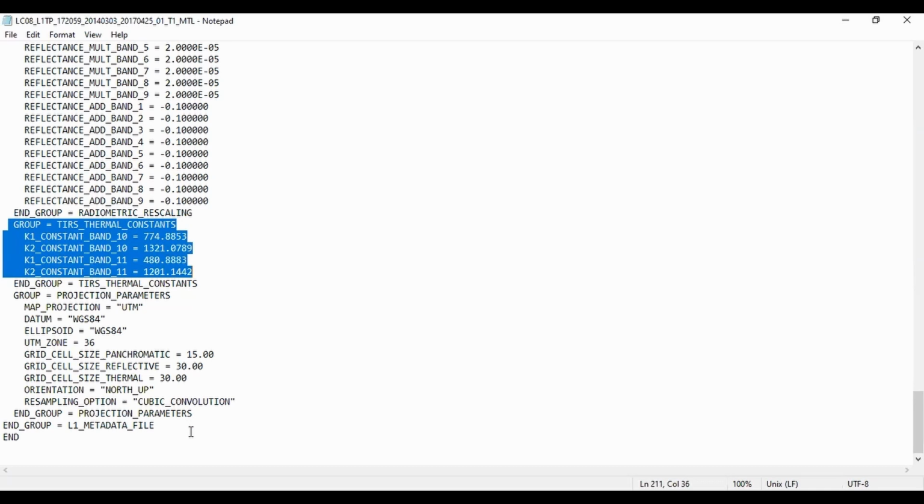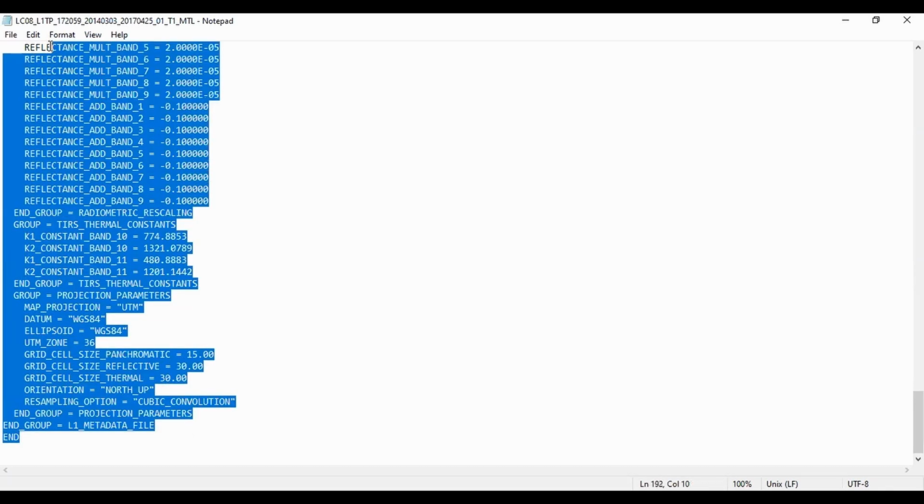So all the information that you need to understand about that data is within the metadata file. So that is how you get the metadata. When you download it, it comes with it.